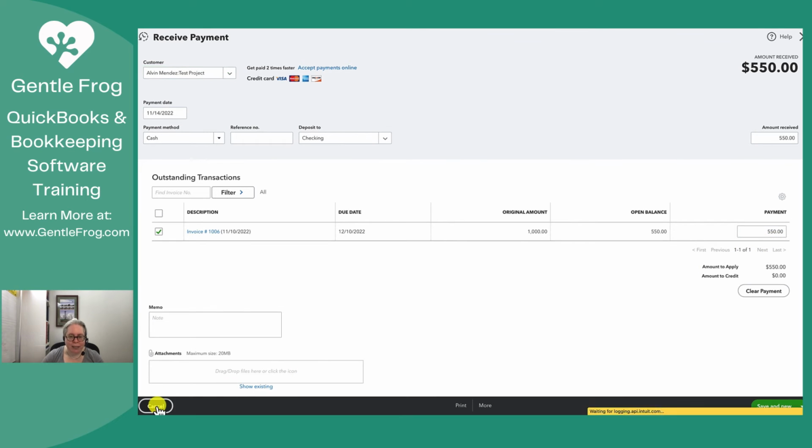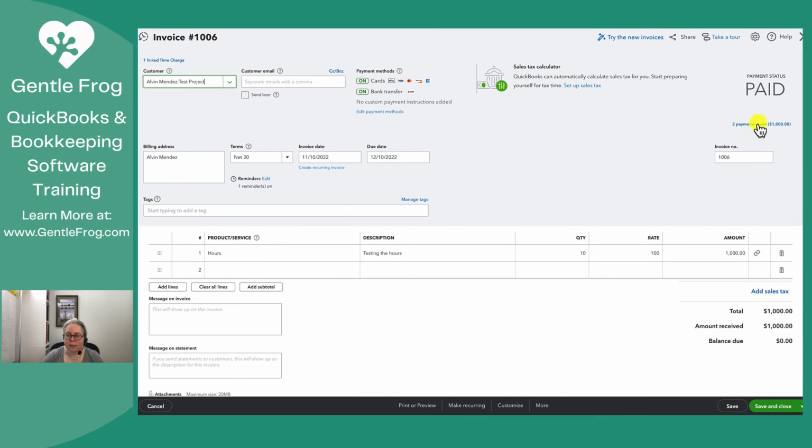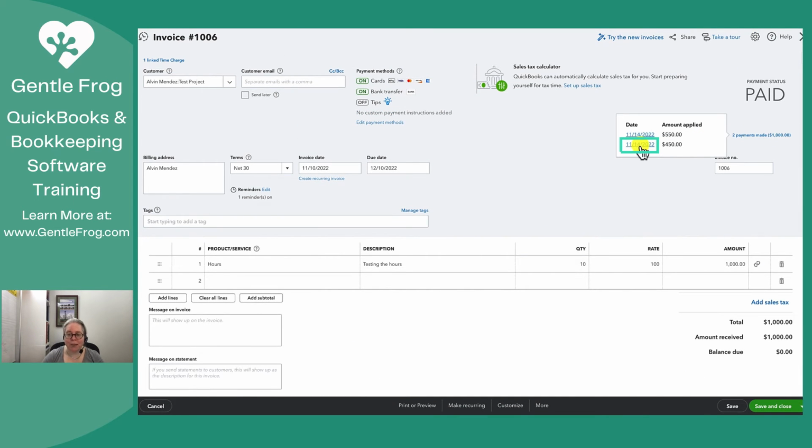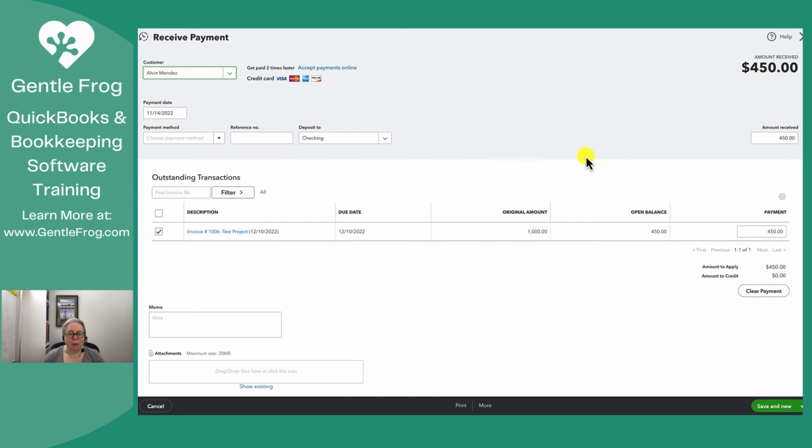Let me go ahead and click cancel. I'm going to go back to my invoice. I'm going to go to my payments. I'm going to go to the other payment. So the other payment says the same thing. I've got my customer, I've got my invoice, my original amount, my open balance, and my payment.